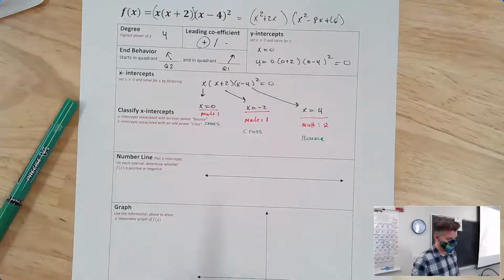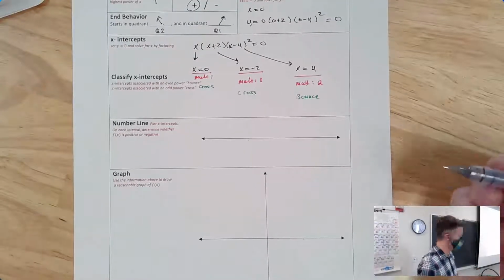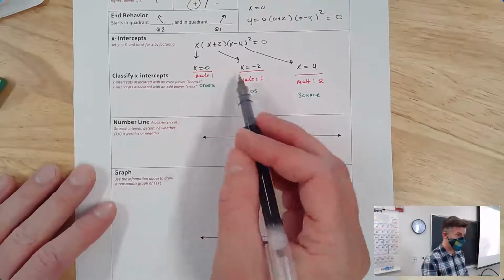Which, in my opinion, means we don't really need to do the number line thing, but we're still going to do the number line thing. So let's put all of our numbers. Oh, question.